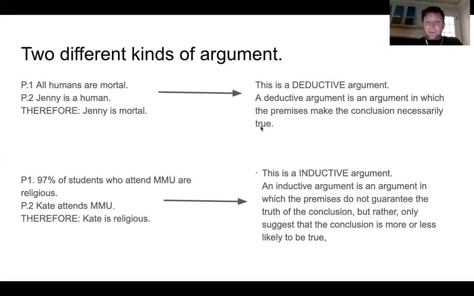So deductive arguments are ones in which the conclusion is guaranteed given the premises. The conclusion is necessarily true. And inductive arguments, for our purposes here, are ones in which the conclusion is not guaranteed, and we have to make a judgment as to how likely that conclusion is to be true.